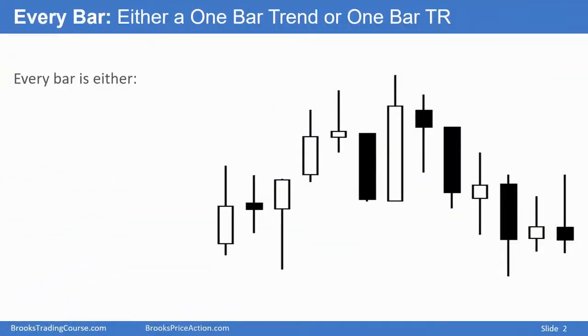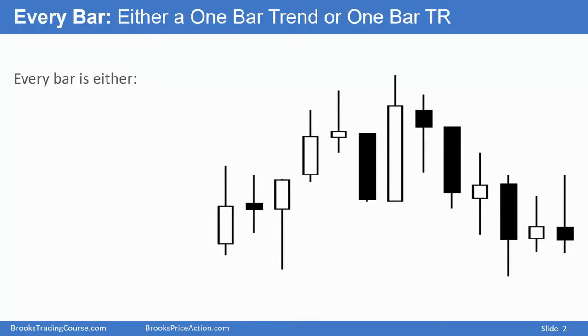Look at these bars. There's some black ones and some white ones. The black ones are bear bars, where the bar opened above the close, and the white ones are bull bars, where the bar opened below the close. It closed above the open. So those are bull bars, and the black bars are bear bars. Some traders prefer to use green for bull bars and red for bear bars.